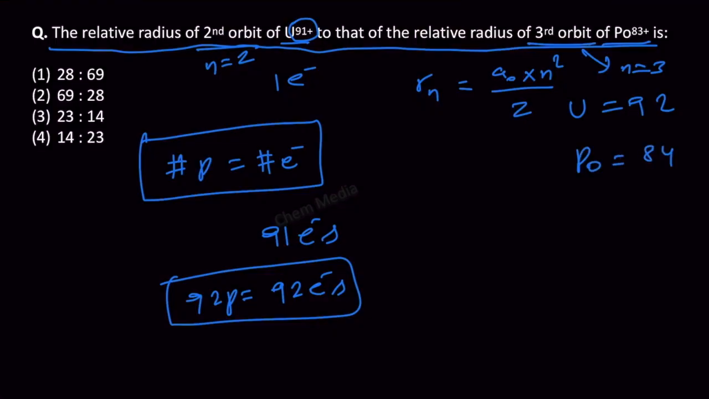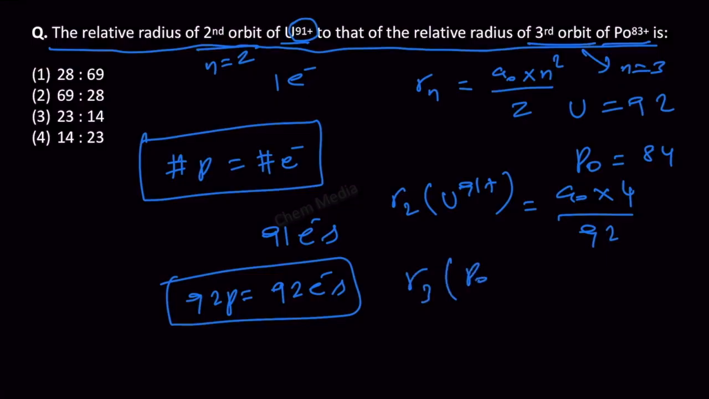So let's calculate the radius. R2 in the case of uranium-91+ is equal to a0 times n squared, so 2 squared, that is 4, divided by 92. Let's keep a0 as a0. R3 for polonium-83+ is equal to a0 times 3 squared, 9, divided by 84. We need to figure out R2 divided by R3 to find the ratio.